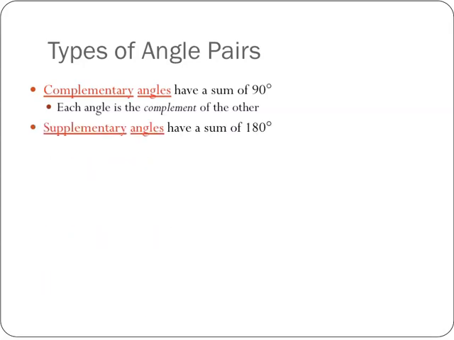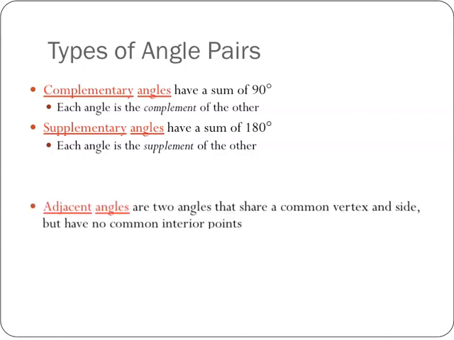Next, we have supplementary angles, and those have a sum of 180 degrees, and we would say each angle is the supplement of the other. So you could say that a 100-degree and an 80-degree angle are supplementary angles. You could also say that the 100-degree angle is the supplement of the 80-degree angle.